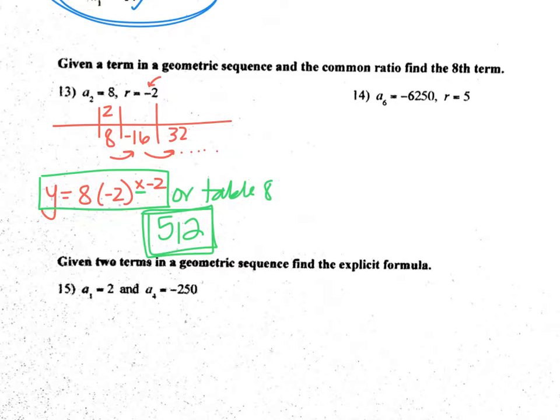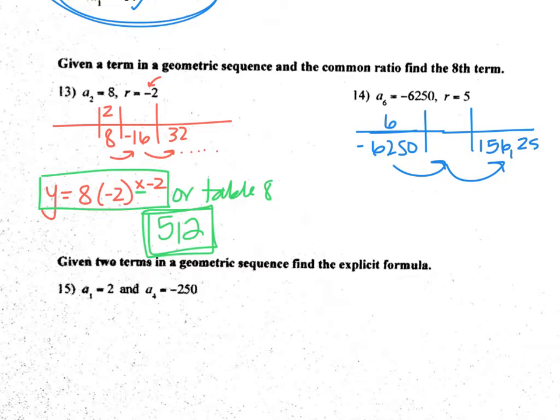And then on question 14, again, you could make a table. You could say the sixth value is negative 6,250, and then we could just multiply by 5 until we got to term 8. That would actually probably be just a quicker method here. So I would just multiply by 5. And if you do that twice in the end, I'm getting 156,250 when I'm trying to get to the eighth term there. So either way, you can write an equation or just make a table. It makes no difference to me, as long as you can figure that out.